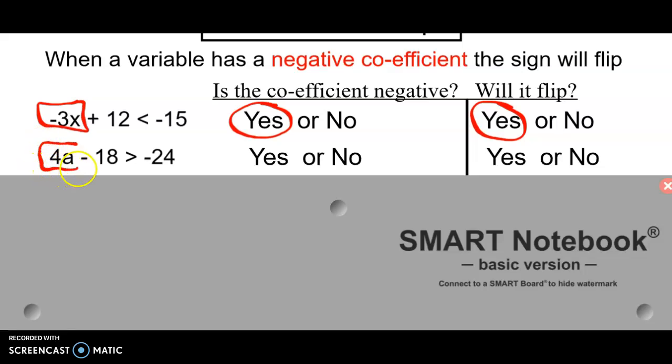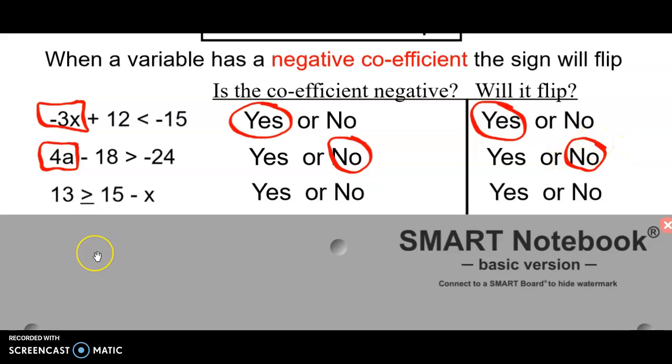All right, so I'm going to identify my coefficient, and it looks like the coefficient is positive this time. So the answer to this one is no. It is not negative. And no, it will not flip. Next one. 13 is greater than or equal to 15 minus x. Is the coefficient negative? Will it flip?